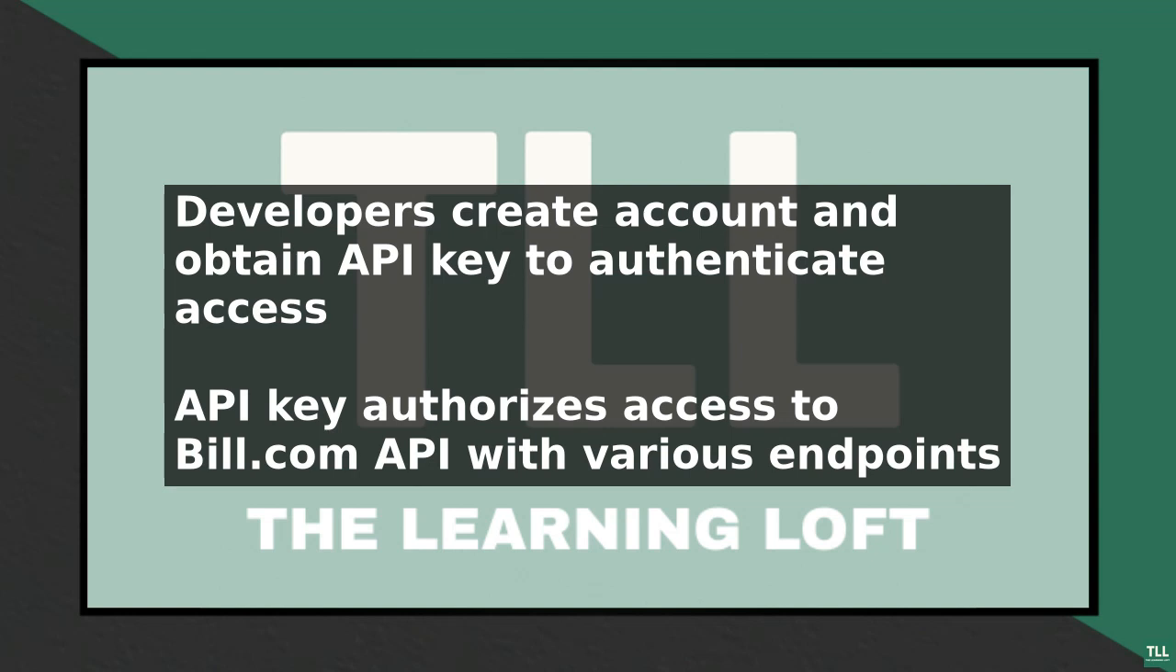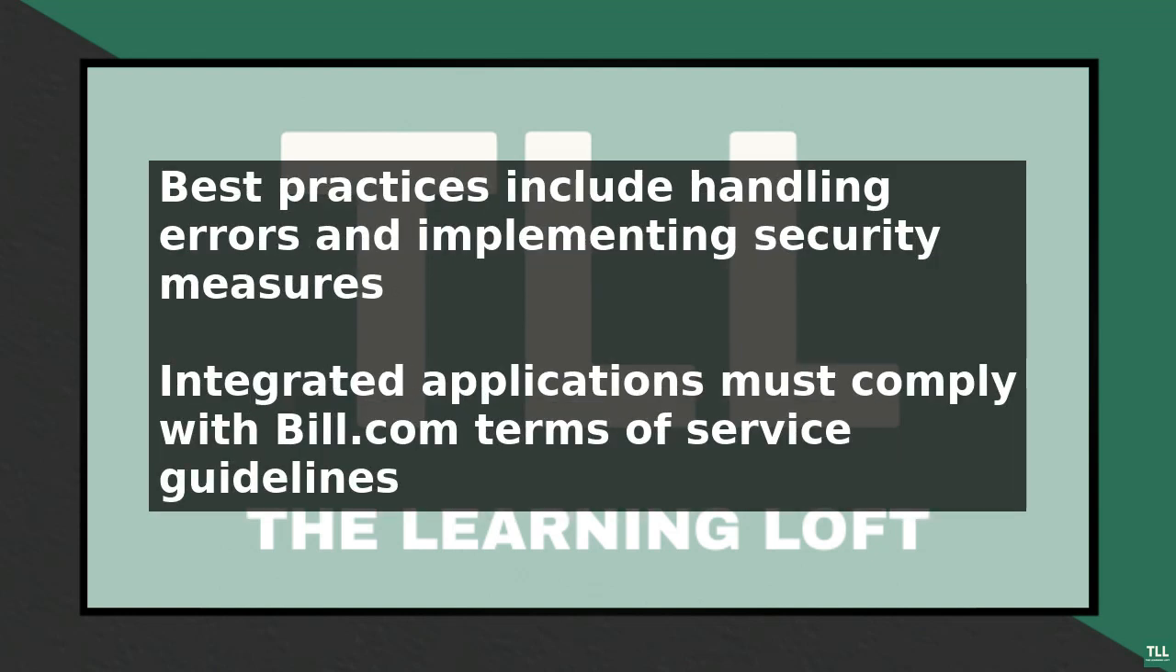Best practices. When using the Bill.com API SDK, it is essential to follow best practices, such as handling errors and exceptions, and implementing security measures to protect sensitive data. Developers should also ensure that their integrated application complies with the Bill.com terms of service and API usage guidelines.